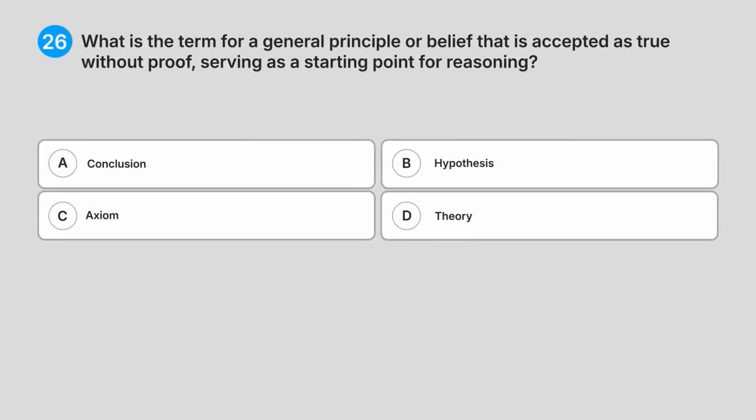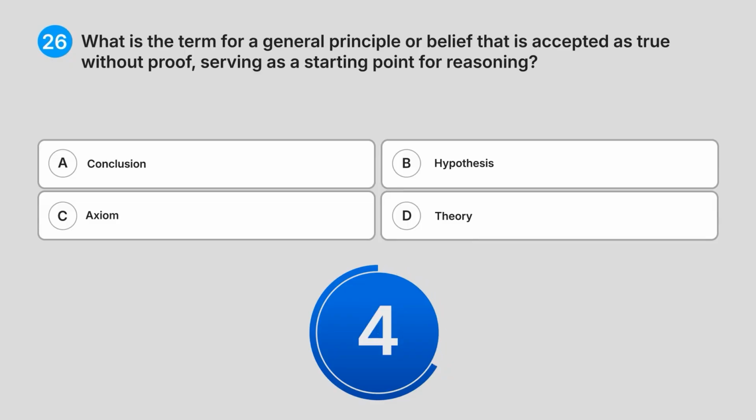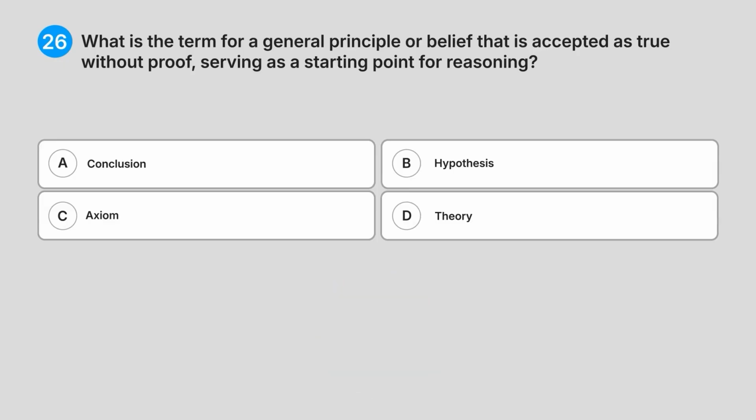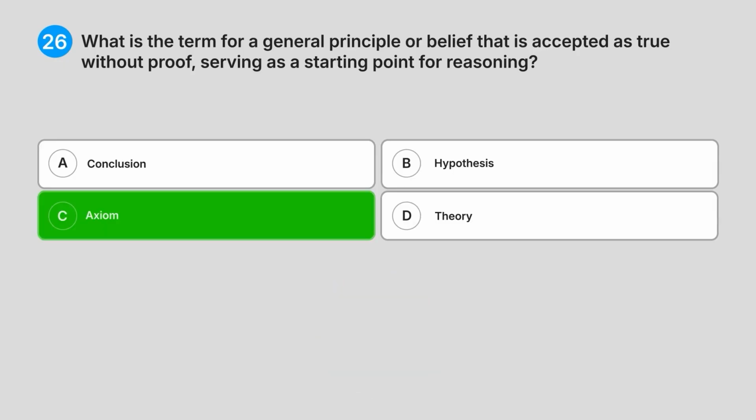26. What is the term for a general principle or belief that is accepted as true without proof, serving as a starting point for reasoning? A. Conclusion. B. Hypothesis. C. Axiom. D. Theory. Do you know the answer? Correct answer, C. Axiom.